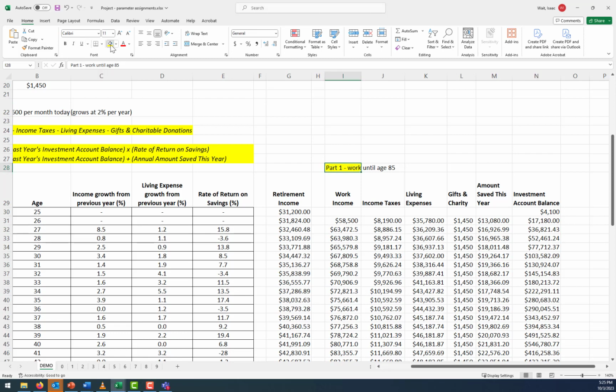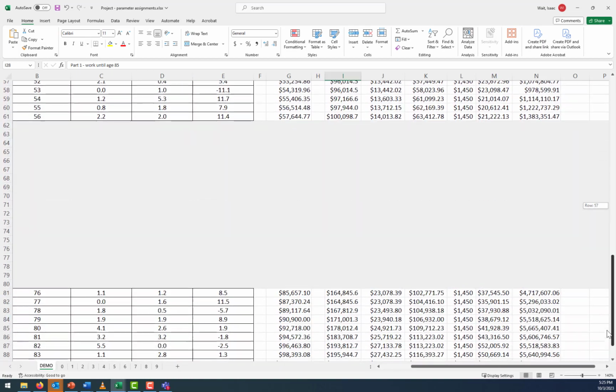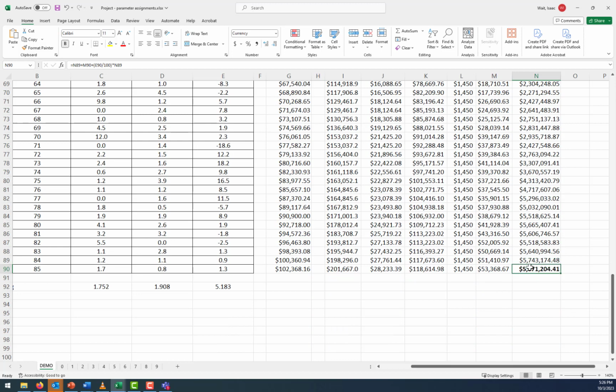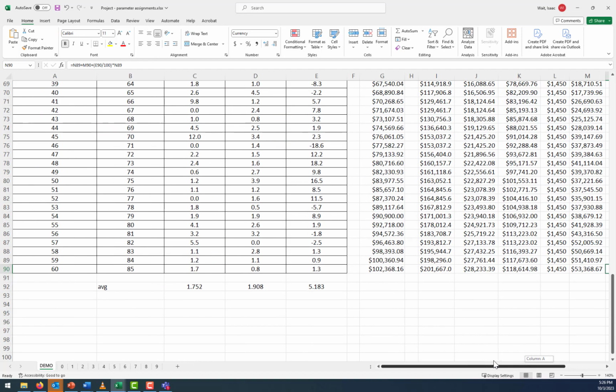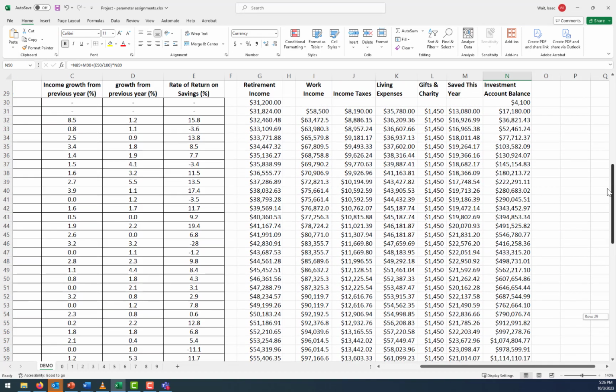the point is clear about how to solve part one. Basically, you're just trying to find out what is the investment account balance at age 85 if that person works the whole time.